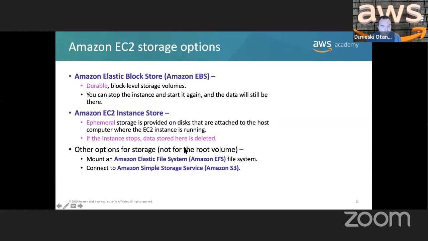Other options for storage, not for the root volume: mount an EFS, right? EFS, remember, is a shared file system. You can mount that on the network and several instances can share that file. Or you can connect to an Amazon S3 bucket, which is super durable. It has 11 nines durability. And when you say 11 nines durability, it means that it will lose data once every 10,000 years. That's what it means, okay? And of course, if you just do the math, it's not going to lose data as long as you're alive, right?